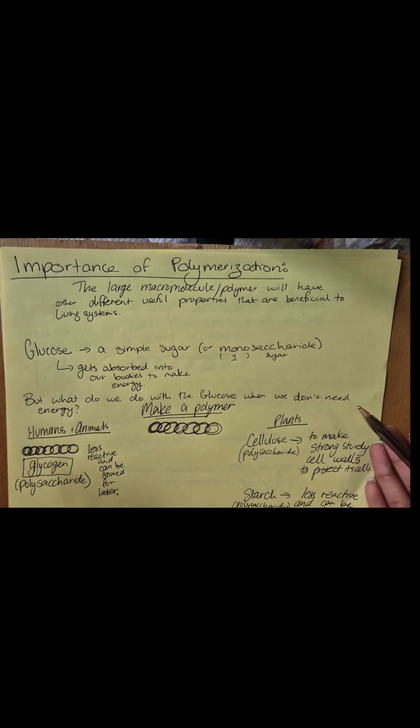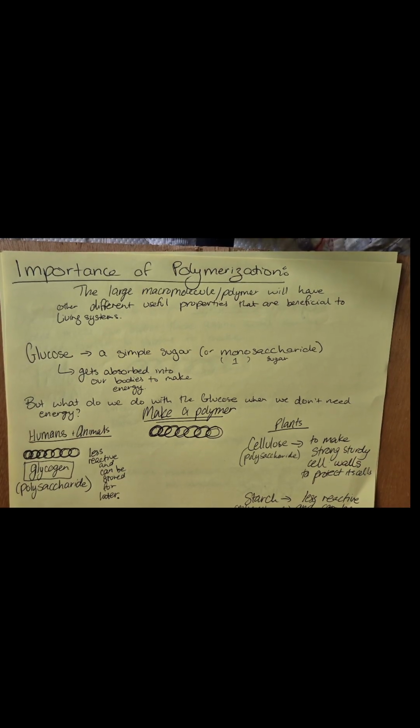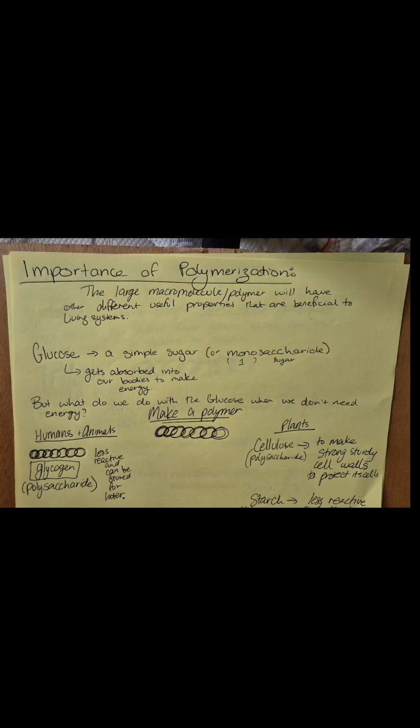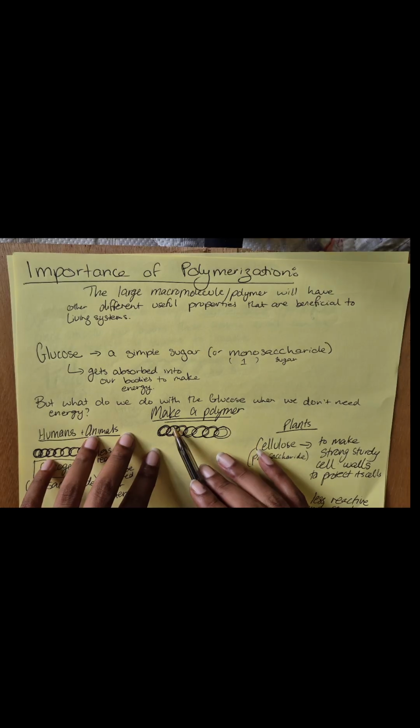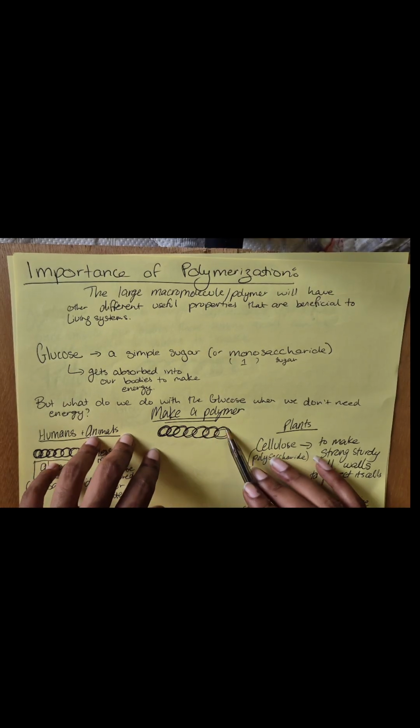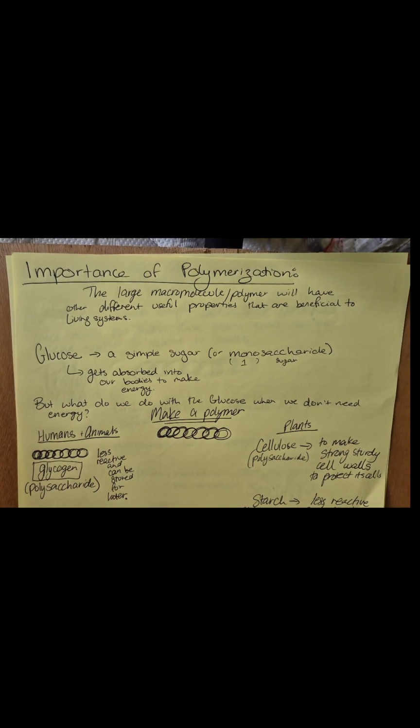But what do we do with the glucose when we don't need energy? Like, well, you eat dinner and you don't need the energy right now because you're going to bed. You don't need energy to go to bed. Or you don't need energy when you're going to go sit and watch a movie for 2 hours, but you're eating popcorn. Instead of making all this energy and not using it, we link up all our glucose monomers. We link them up together and make a polymer.